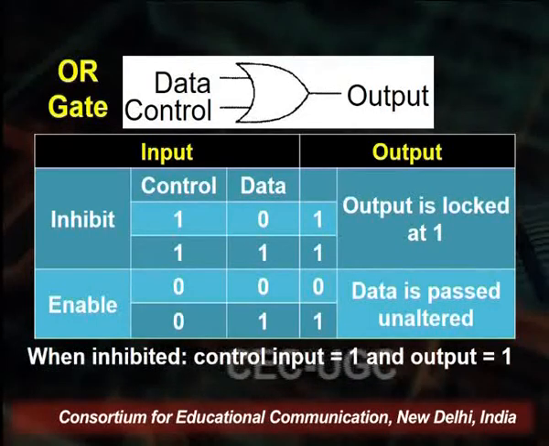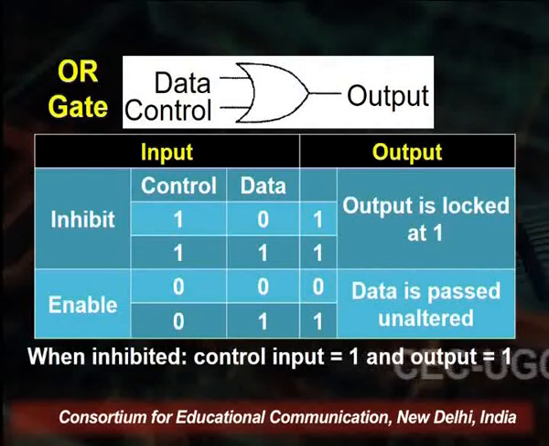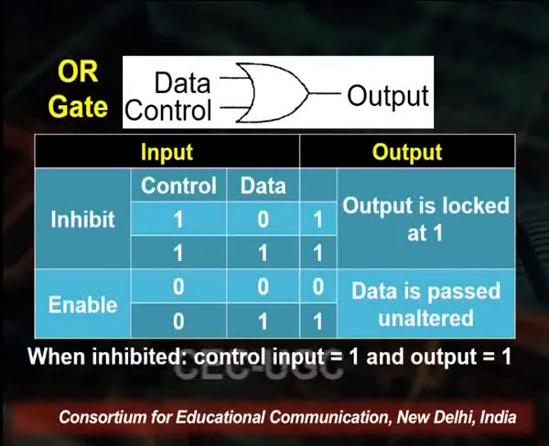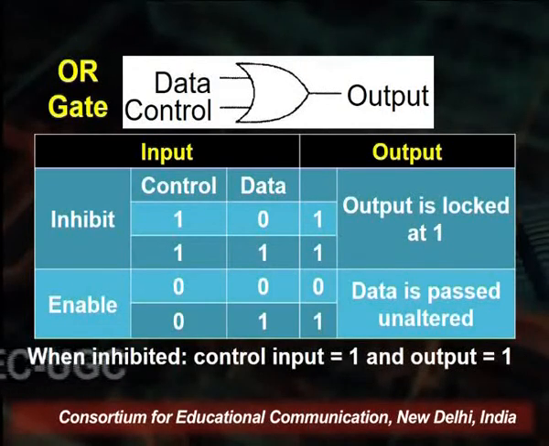The inhibit condition occurs when control is fixed at 1. In this case, we see that for control 1, data 0, output is 1. For control 1, data 1, output is still 1.